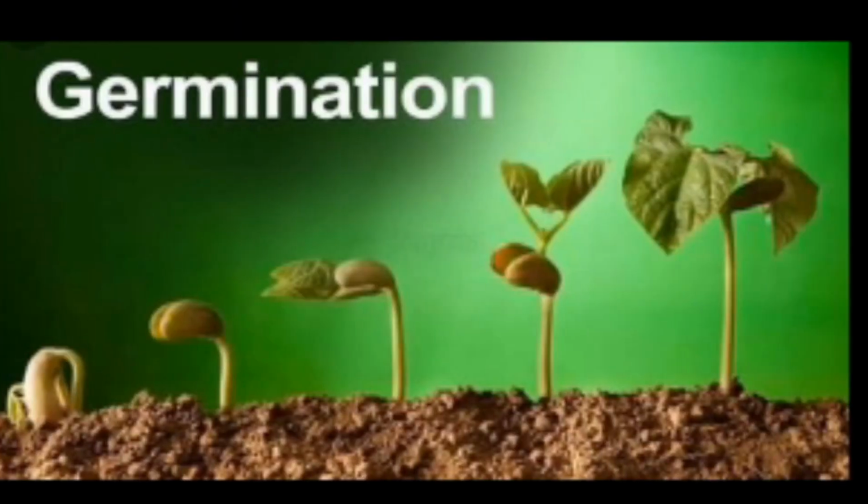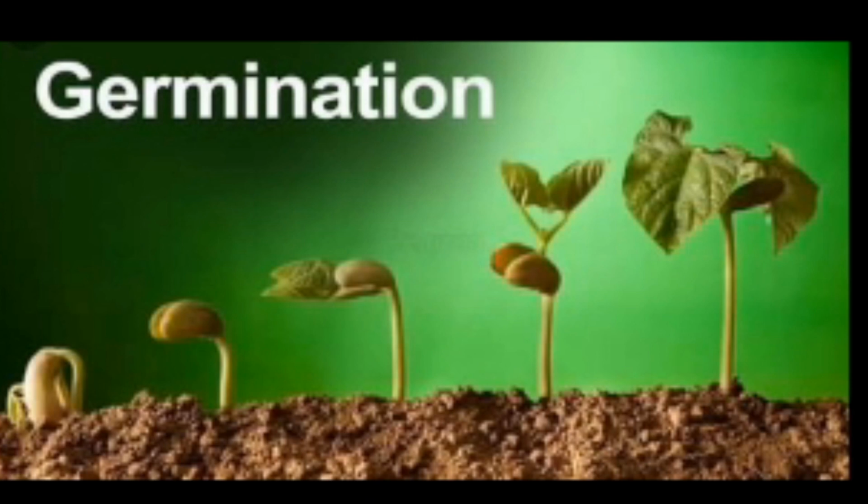Now if you see this picture, you can see different stages of a plant, starting from a seed to a seedling. This process is called germination. In order to undergo germination, the seed has to grow under the right conditions. Favorable conditions are required, so the seeds grow into new plants under the right conditions.